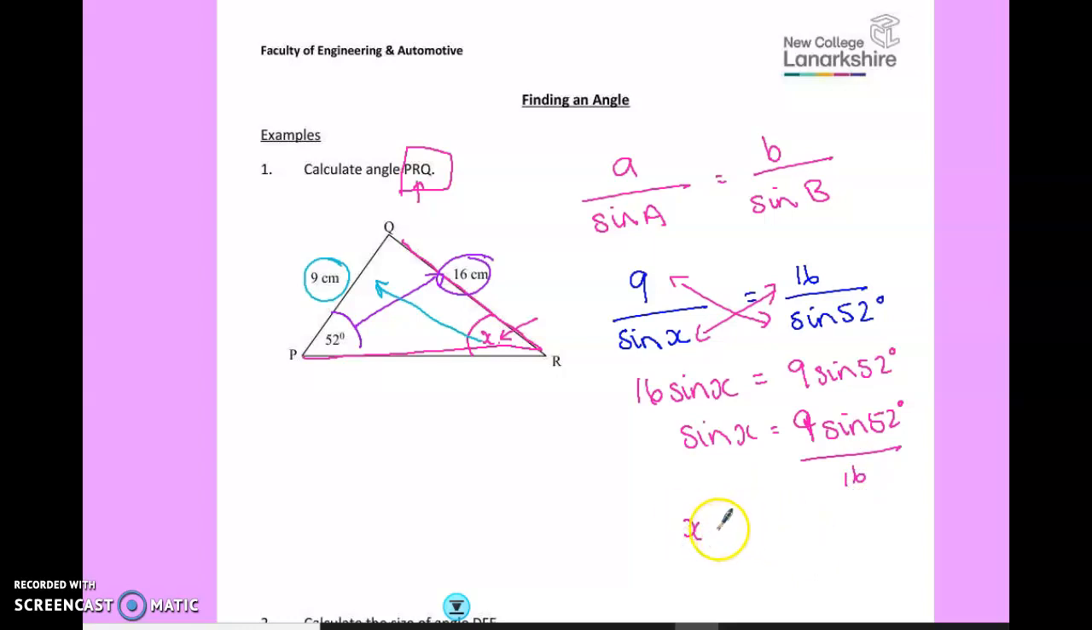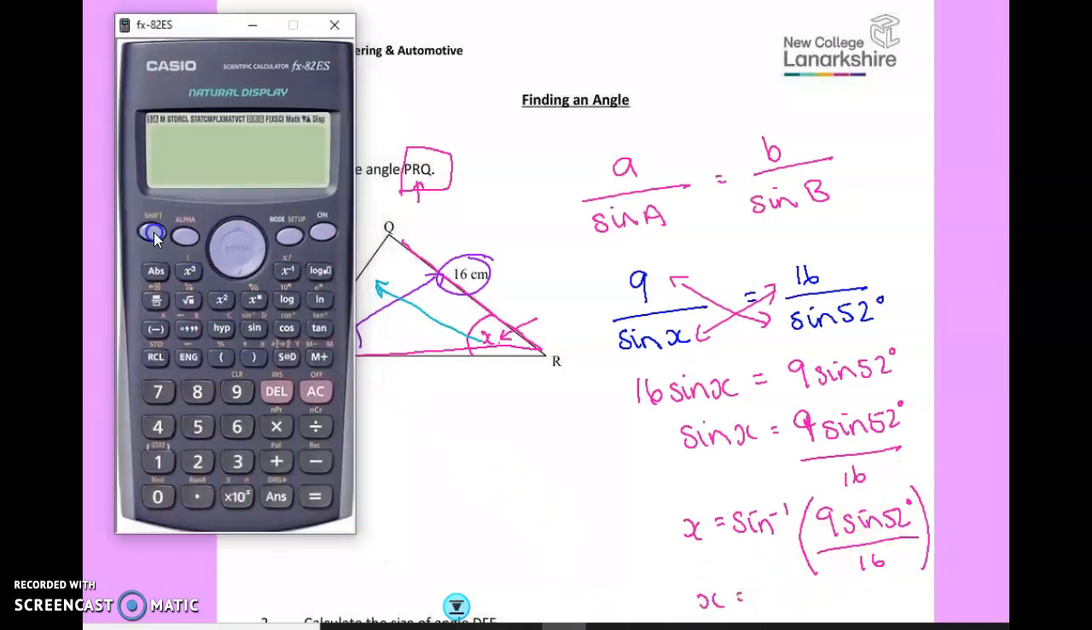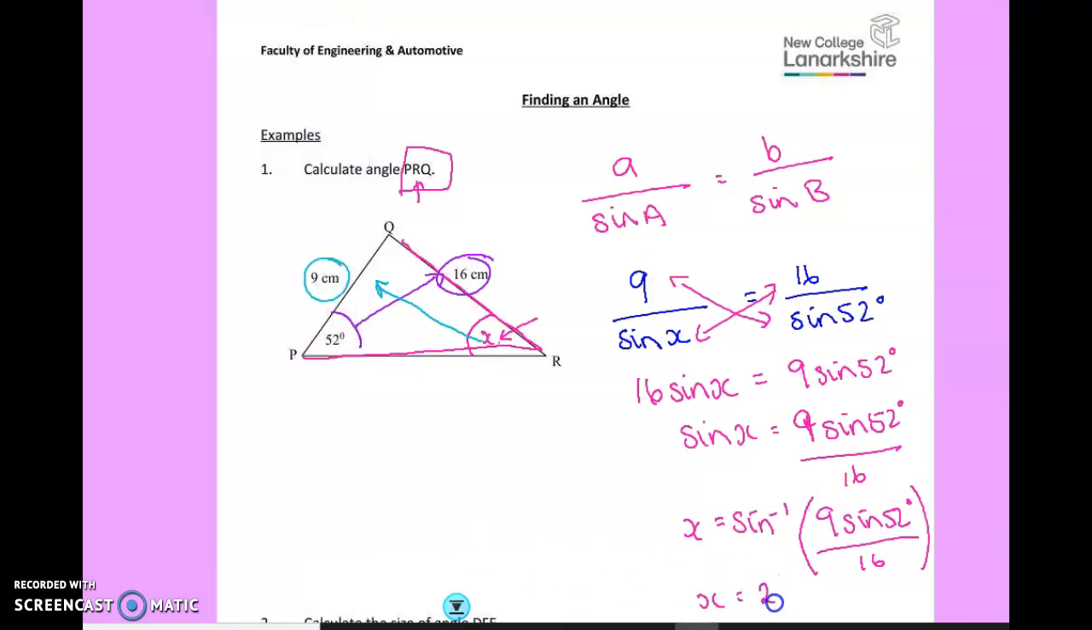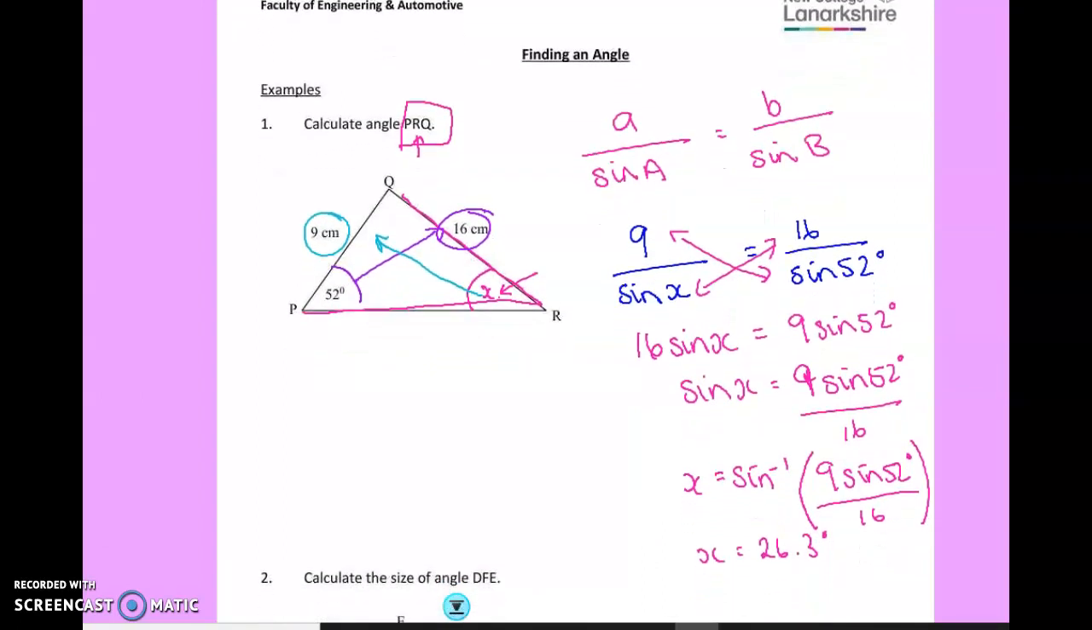I don't want sine x, I just want x. So I want to do inverse sine, second function sine on your calculator. I have 9 sine 52 degrees all over 16. Typing that into your calculator then. There's my calculator. So I'm going to do shift sine, open up my fraction button, 9 sine 52, close my bracket, all over 16, and we get 26.3 degrees.